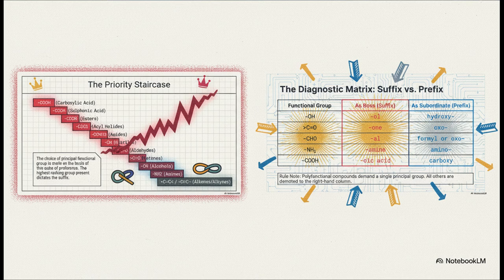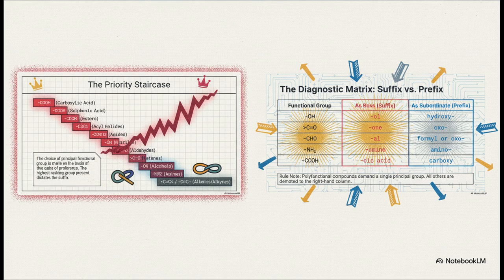First, you look to the priorities staircase on the left. Think of it like a corporate ladder for chemicals, seriously. Way up at the top, you've got the CEOs, the carboxylic acids, and way down at the bottom, you have the interns, the alkenes. Now, if a molecule has a bunch of different groups, the one that's highest on this staircase always wins. It's the law.